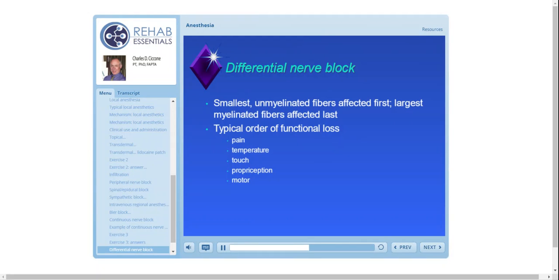Then temperature is affected next, then touch, then proprioception, and finally motor is affected last because these are the largest myelinated nerve fibers. This is not a huge issue, but we may see some nerve blocks when they're in effect. The patient may not feel pain, and they may not even feel temperature, but they can still move that extremity. In that situation, we've achieved this block somewhere in the middle of this order of functional loss. So once again, you may see this from time to time in a patient that has some type of local anesthetic effect or a nerve block.